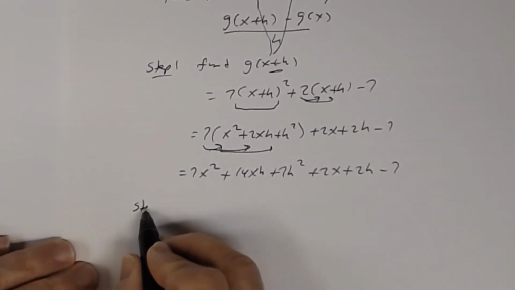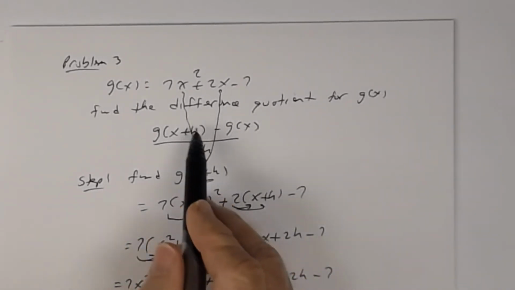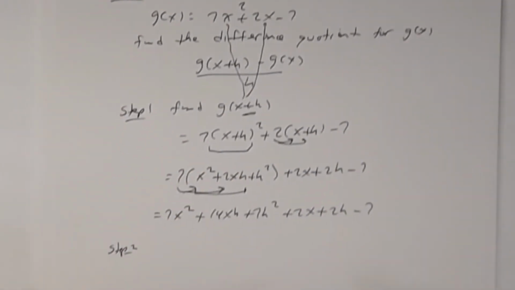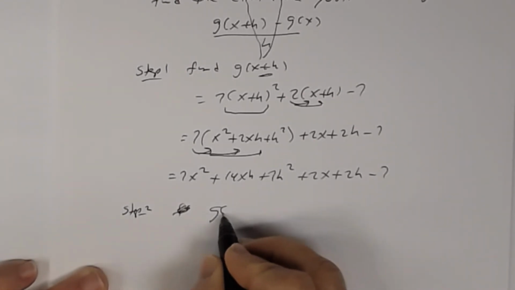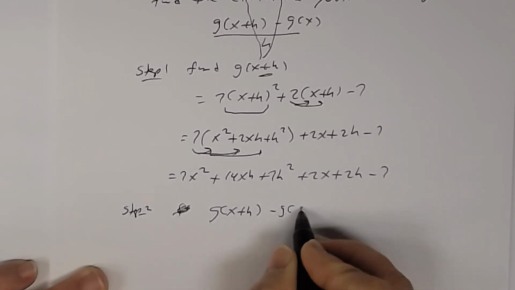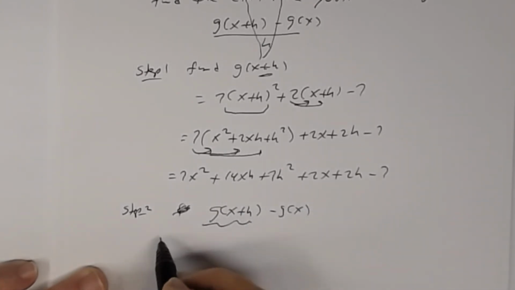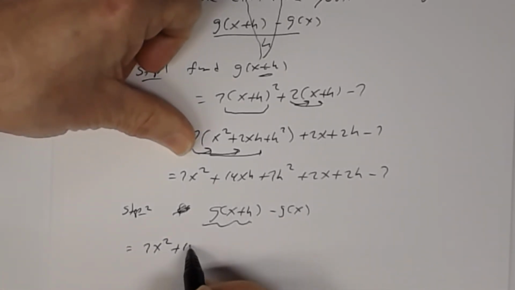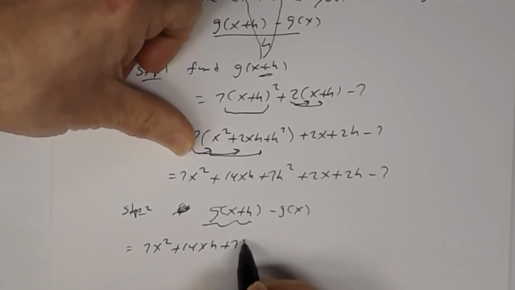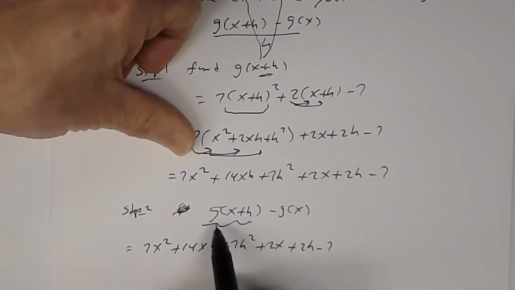Step 2. So remember, watch. Step 2 is where you're now going to subtract g of x. So step 2 is where you have g of x plus h minus g of x. So we already found this part. That's this. So this right here, I'm going to start it here, is 7x squared plus 14xh plus 7h squared plus 2x plus 2h minus 7. So that is just this.